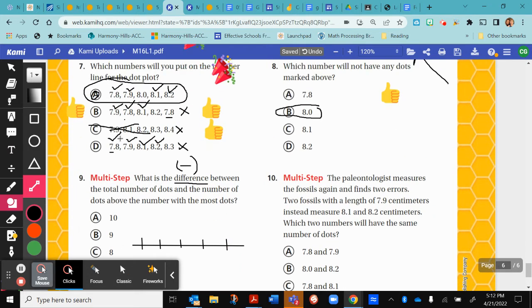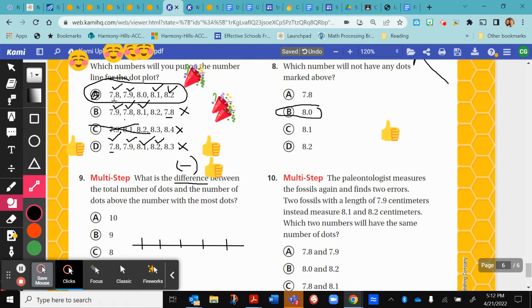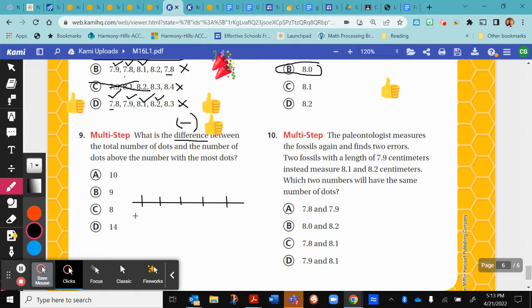And let me go ahead and place those. So it's 7 8/10 on up to 8 2/10. So I'm going to write that in there. So I have 7.8, 7.9, 8.0, 8.1, and 8.2. There we go.